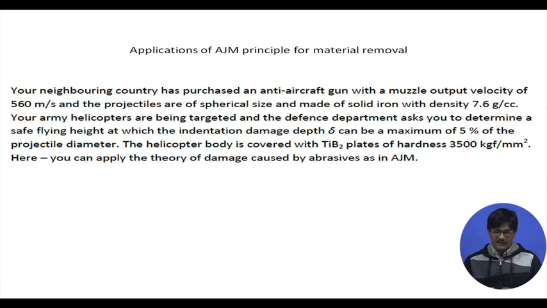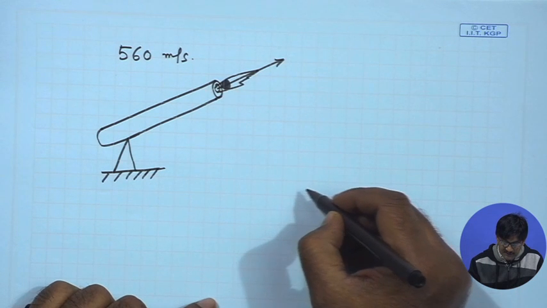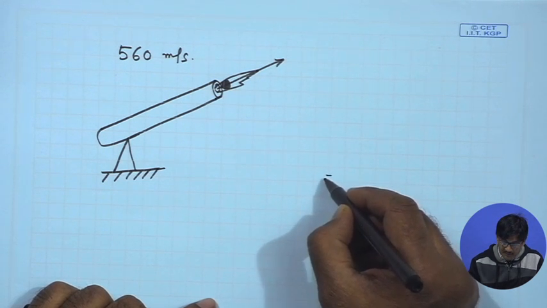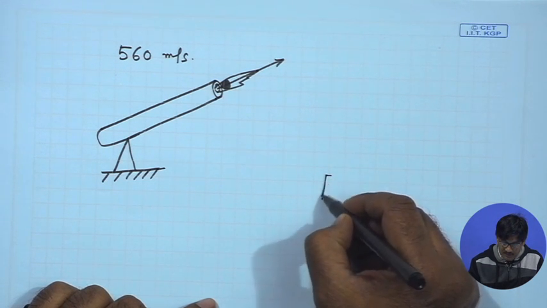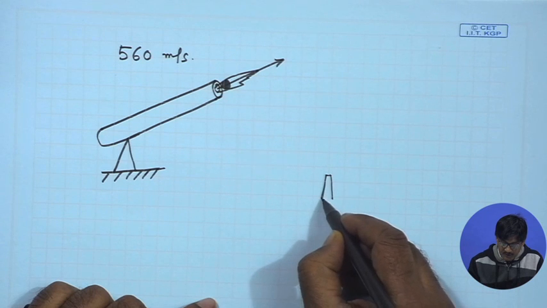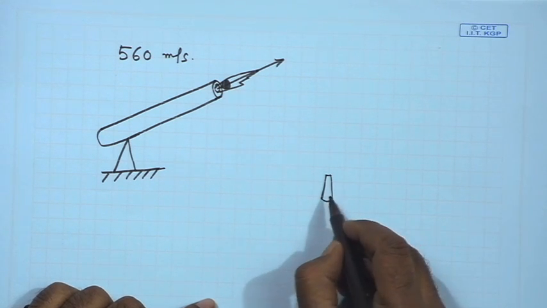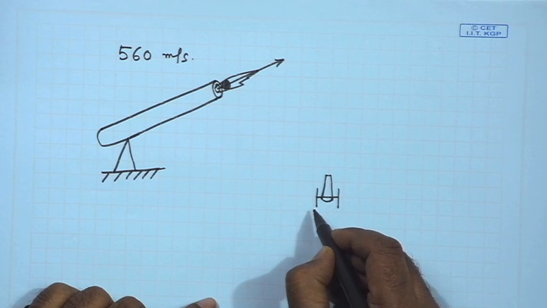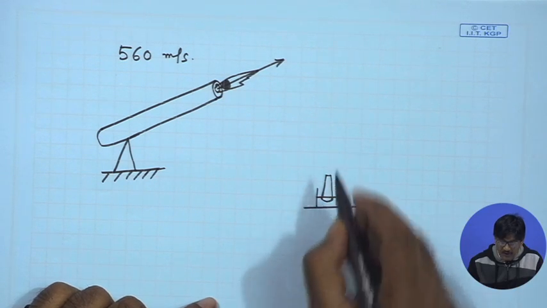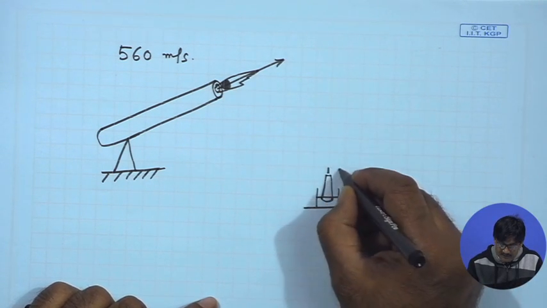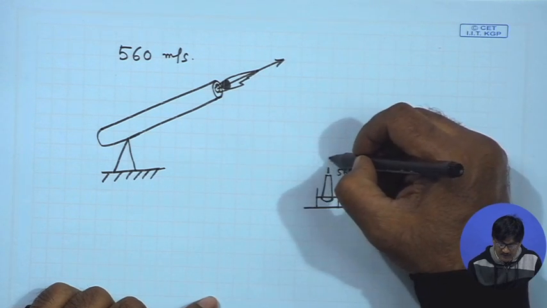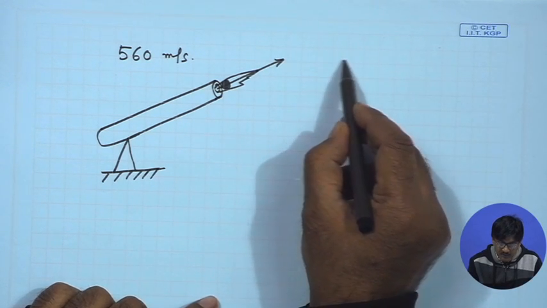So, first of all, let us draw a picture of what is being suggested. First of all, I make an assumption that in order to get the rise to the maximum height, you have put the gun this way. Okay. So, this is the gun, this is coming out at 560 meters per second, and this goes up, and this is your army helicopter.